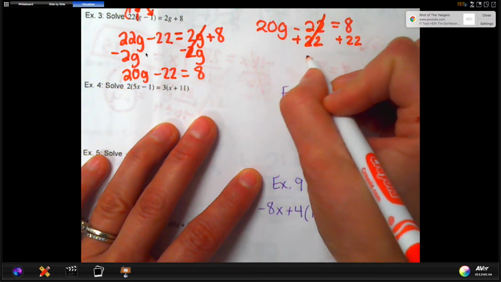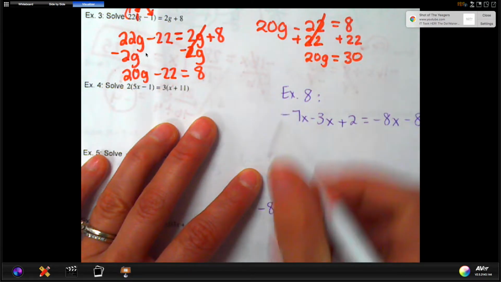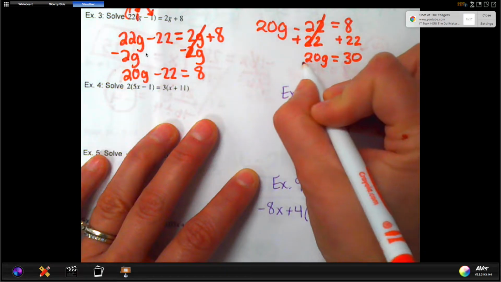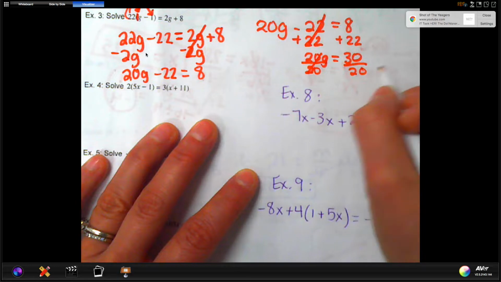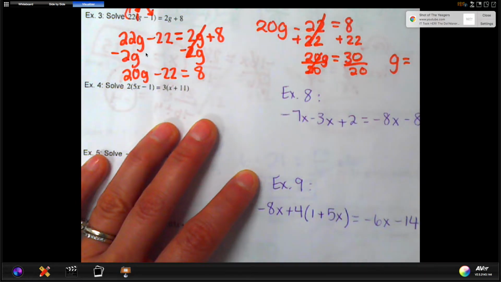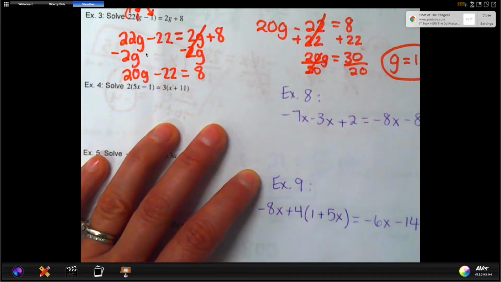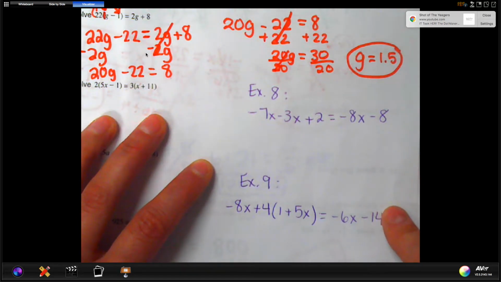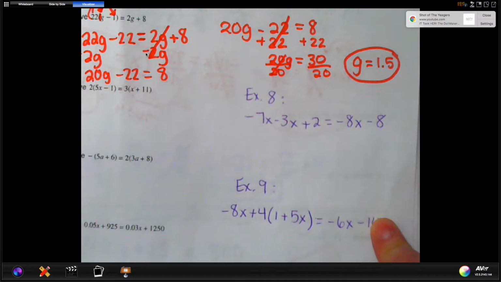So 20g comes down, equals now 8 plus 22, which is 30. Then our final step: this means 20 times g. To undo that times, we divide by 20 here and divide by 20 here. Our final answer is 30 divided by 20, so g equals 1.5. And that's what we get. Oh, sorry, can't see that. All right, and that's how we do a variable on both sides while dealing with the parentheses.